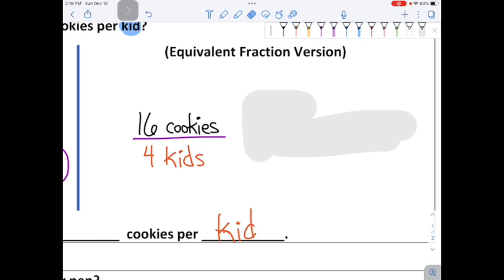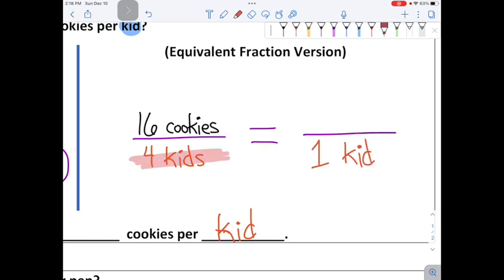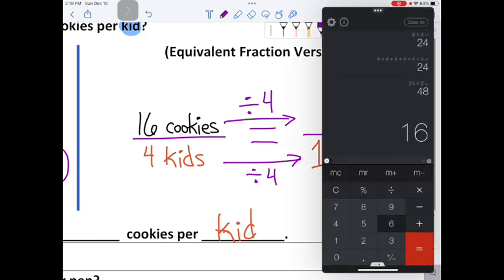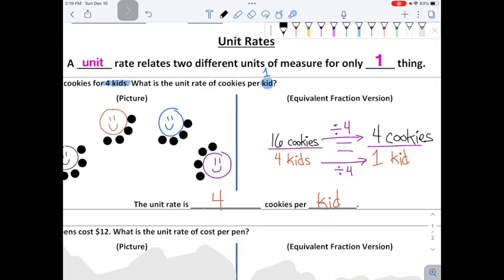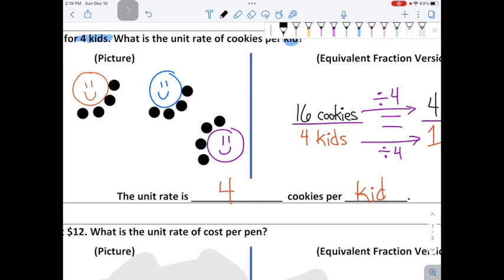For example, I have 16 cookies for 4 kids. That is equal to, we only wanted to know 1 kid, so I'm going to write 1 kid. And notice that kids are on the bottom. Kids on the bottom, kid on the bottom. And then I have to think, well, how do I get from 4 kids to 1 kid? That's divide by 4. So do the same thing on the top and do 16 divided by 4. I know what that is, but if you don't, grab a calculator. 16 divided by 4 is 4, which means it's 4 cookies. And that's the exact same answer that we got in our picture, 4 cookies. And that's the same answer that we had down here in our sentence.